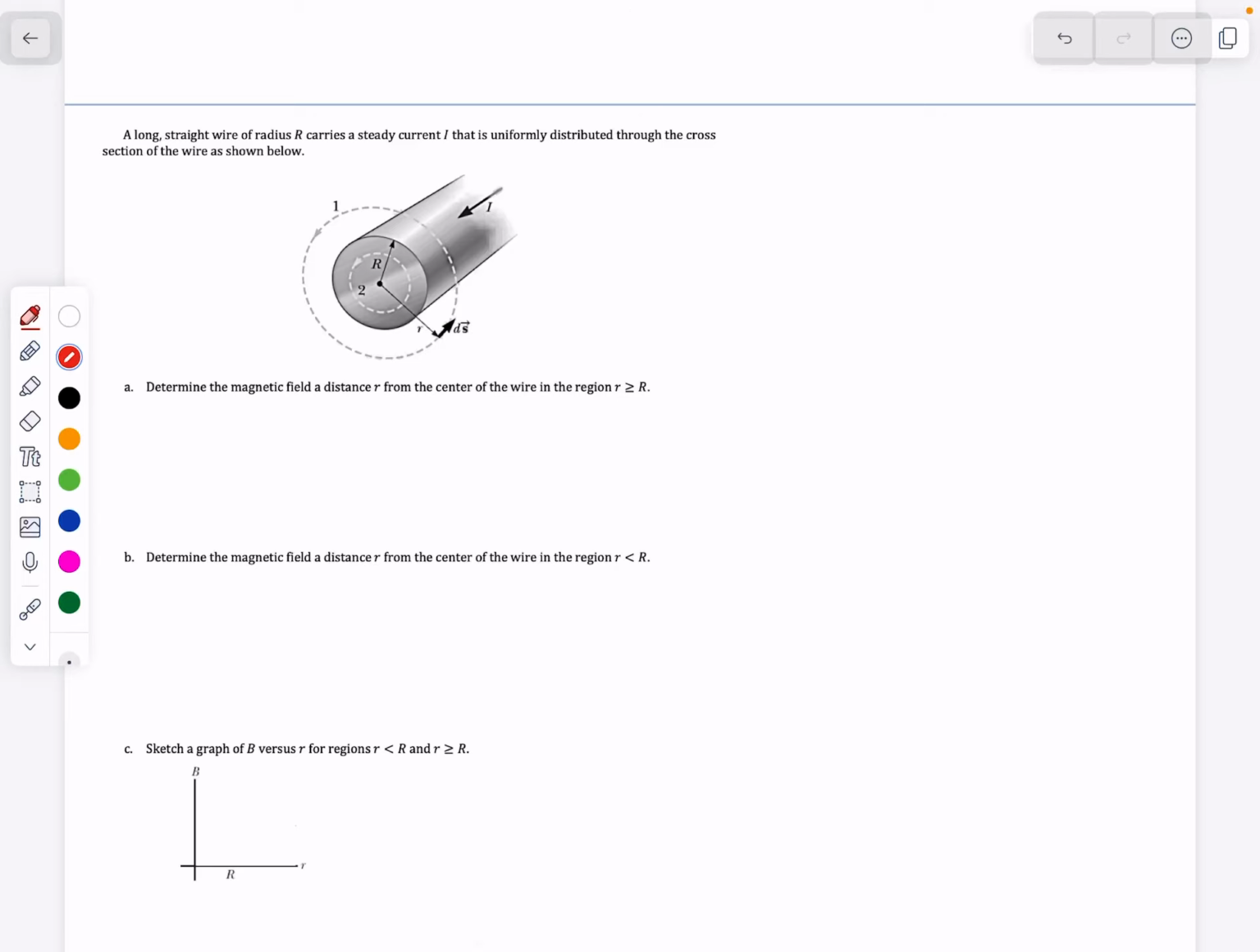Hello. In this video, we'll talk about Ampere's law. Ampere's law is a convenient tool in order to find magnetic fields from various current distributions.